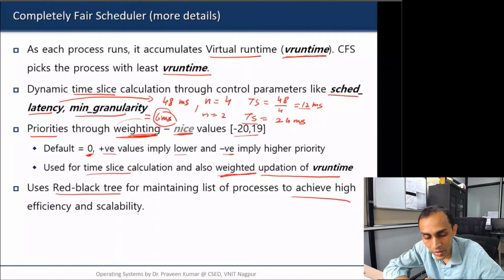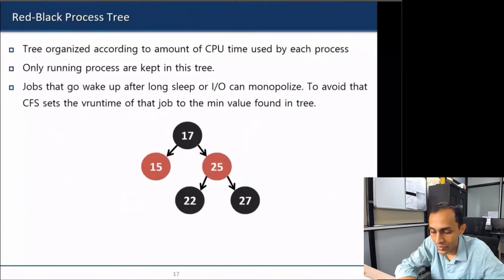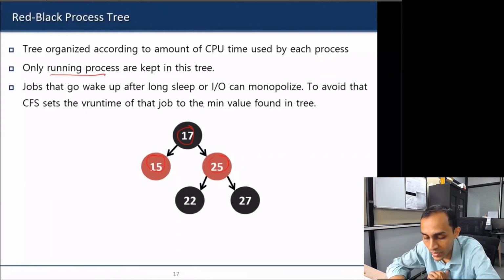So it maintains the list of active processes on the red-black tree, and generally it has high efficiency and scalability. Even if you increase the number of processes, you can always guarantee that it will have log n performance. I hope you understand that. So you arrange the processes based on the virtual runtime of each process on this red-black tree, and only the running processes are kept. Those that went for IO or sleep are tracked somewhere else. They are not put on this tree.